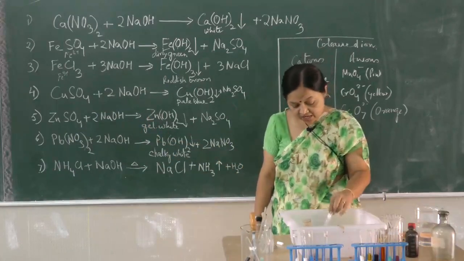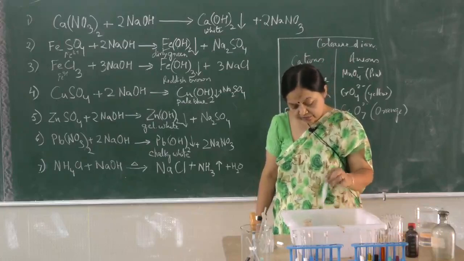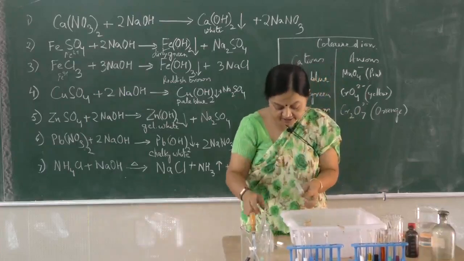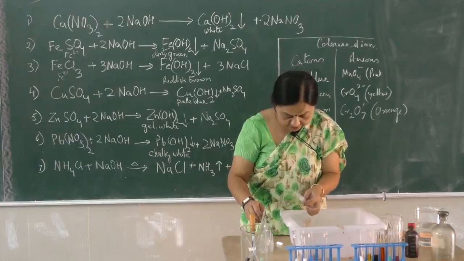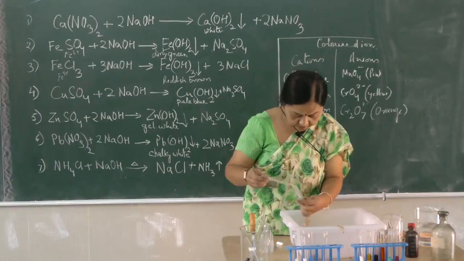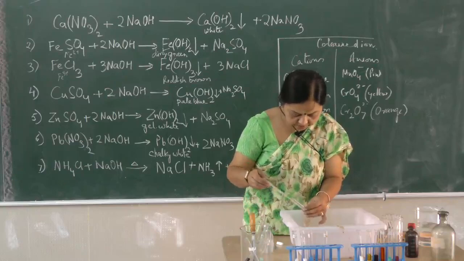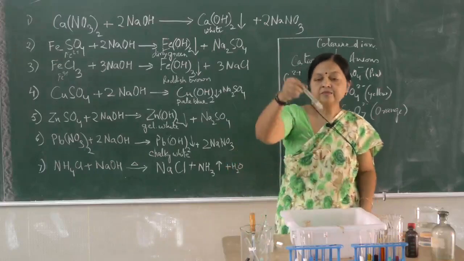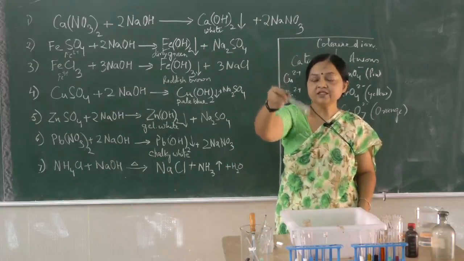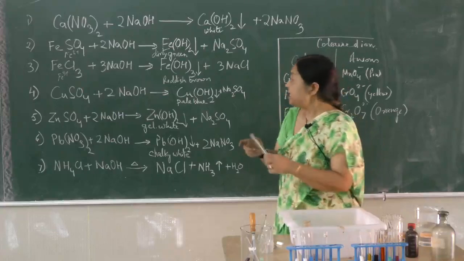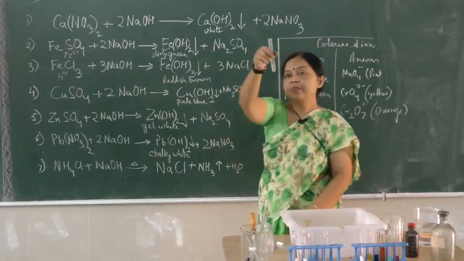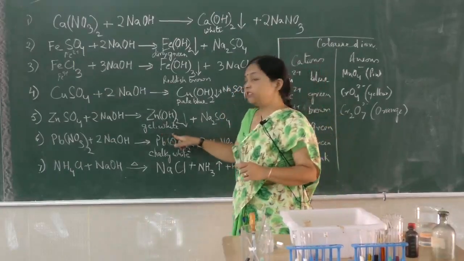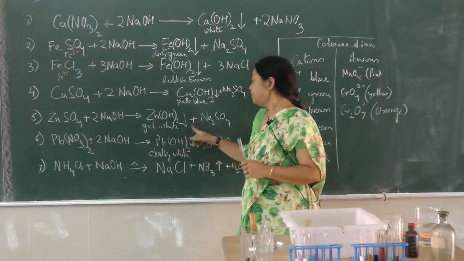Now let us see what happens. We add excess of NaOH, we'll try to dissolve whatever is on the sides of the test tube. In excess of NaOH, it becomes soluble. The precipitate is no longer there. So it is soluble in excess. White gelatinous precipitate which is soluble in excess of NaOH.